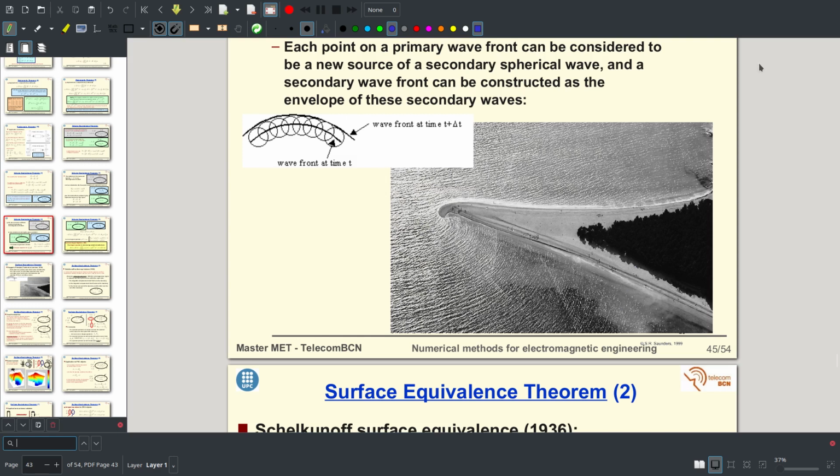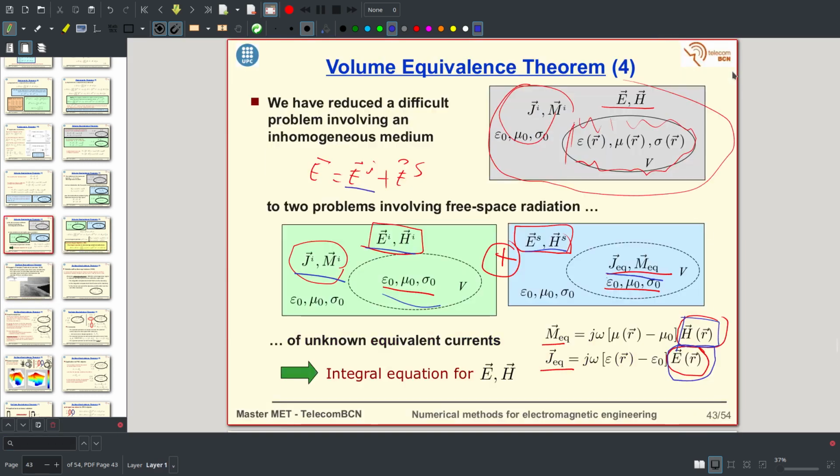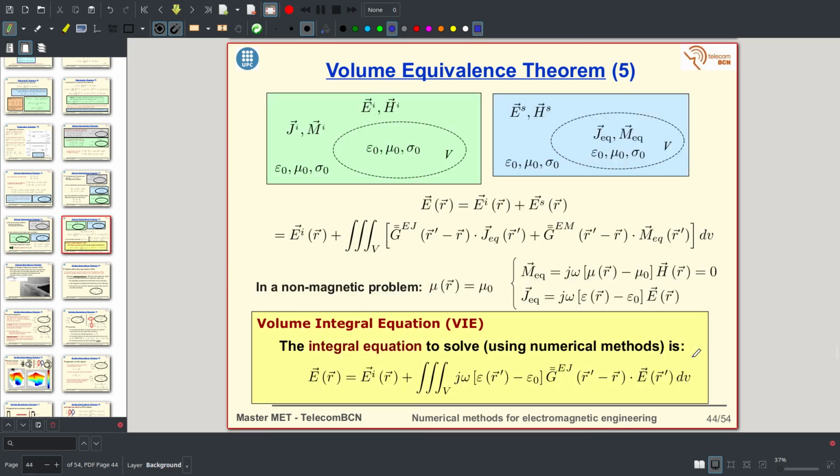So these equivalent currents here are not known. They depend on the unknown. So these are not known. But what we can do is to set an integral equation.